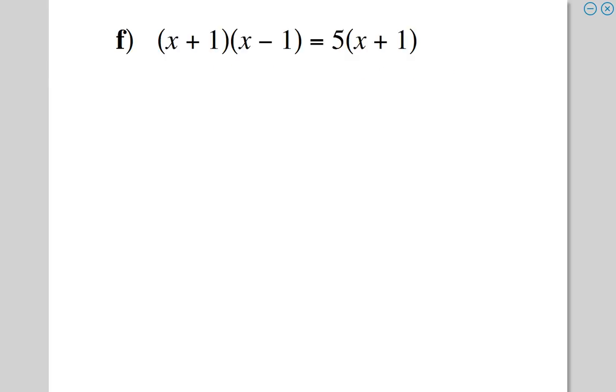What about this one? Okay, so people are saying just FOIL out and then put everything on one side equals 0. That's an awesome strategy. But I'll just give you a little tip. Divide x plus 1 on both sides, and x is 6.